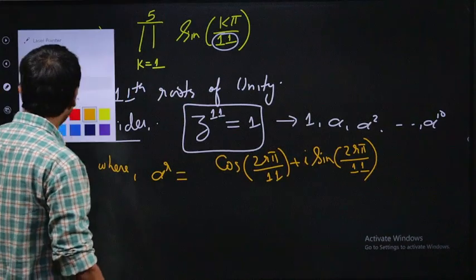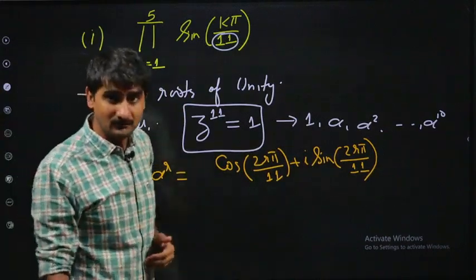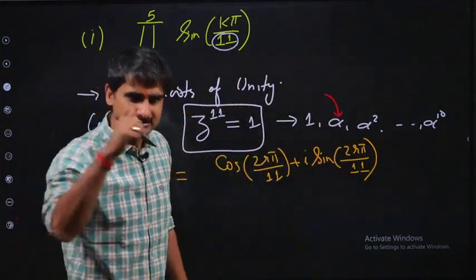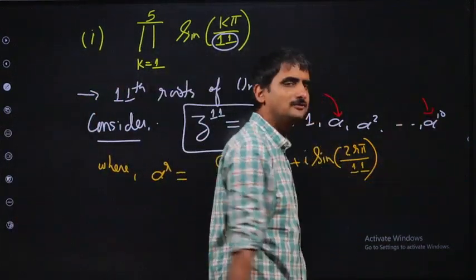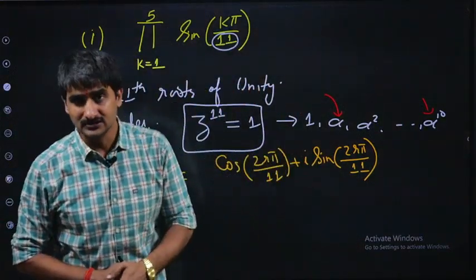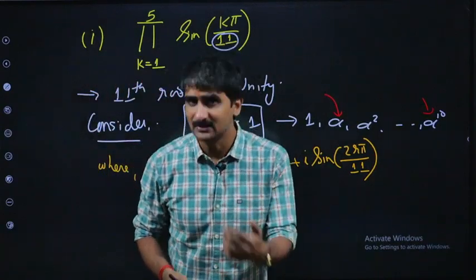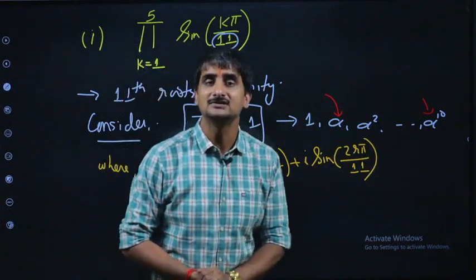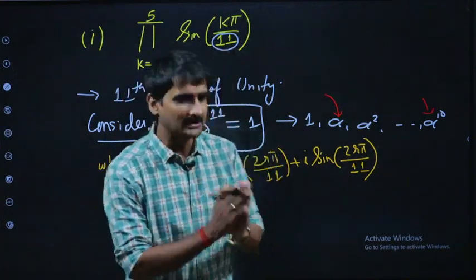Moreover, we also know that the first complex root of unity and the last complex root of unity are conjugates of each other. So alpha and alpha raised to the power 10 are conjugates of each other. Similarly, alpha square and alpha raised to the power 9 are conjugates of each other. Alpha cube and alpha raised to the power 8 are conjugates of each other, and likewise we can pair them up.